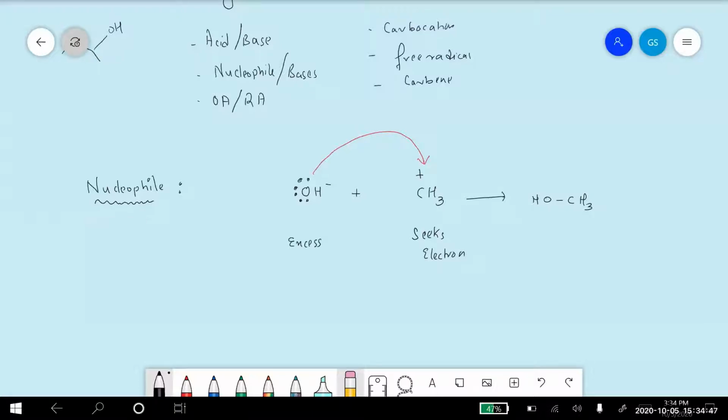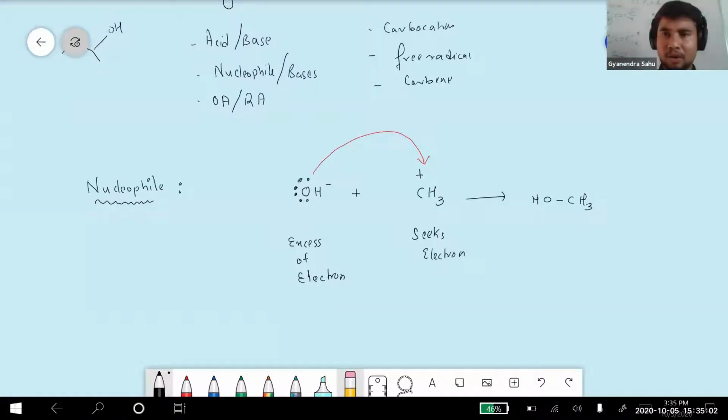The substance that has excess of electron is what we know as a nucleophile. Okay, so this OH minus here is going to give the electron pair and will make a base. But wait, we have already seen this OH minus in another thing also.